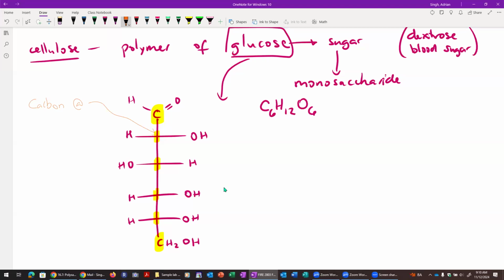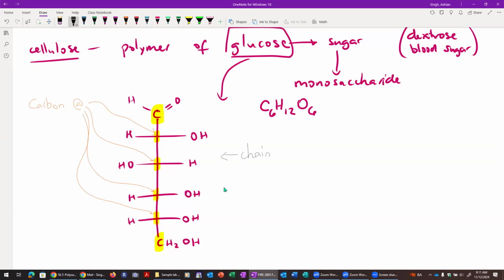So there's one, there's another one, there's another one, and then there's another one. So there's 4 here that are implied, and then 2 at the end. So those are the 6 carbons. When you count the H's, there are 12, and then 6 oxygen. So glucose looks like this. This is called the chain version.